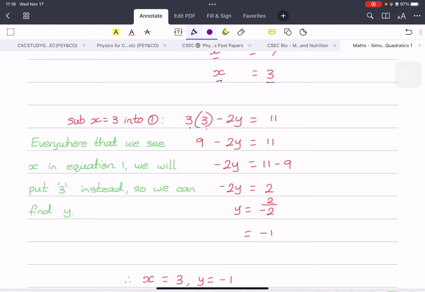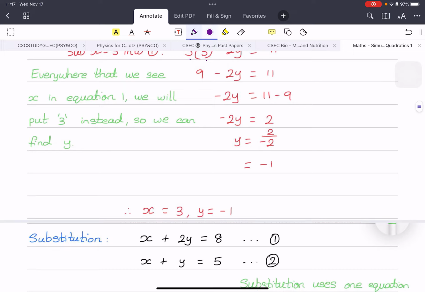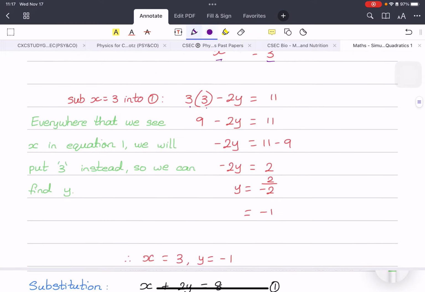If you're having problems solving for the unknowns, then you should go back into my previous video and look at the basic algebra class, okay? Because this is incorporating things from the basic algebra class to find y. So we come up with our final answer: x is equal to 3, y is equal to minus 1.